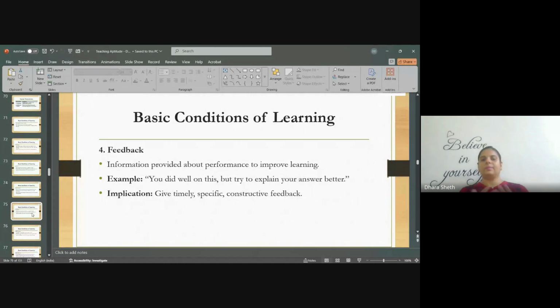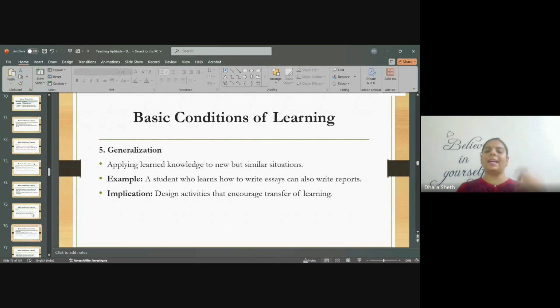Feedback. Again, see, the concepts are being repeated. So feedback is again very important for learning. You did well on this, but try to explain your answer better, or this was a really great explanation. Timely, specific, and constructive. You give it immediately. It should be very specific to the question or the activity so that the student can understand things. You can't be vague about it. And constructive, not something that demeans or disrespects them.